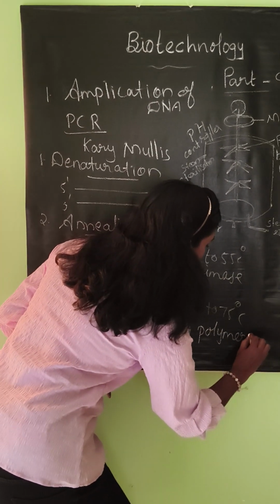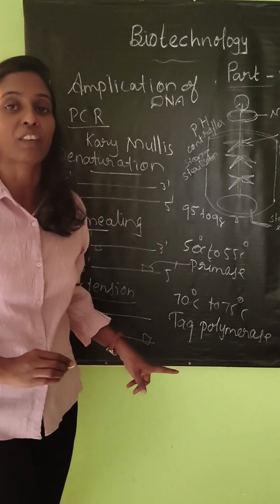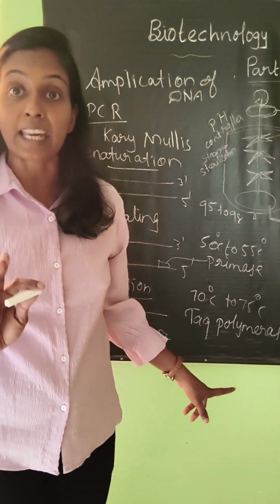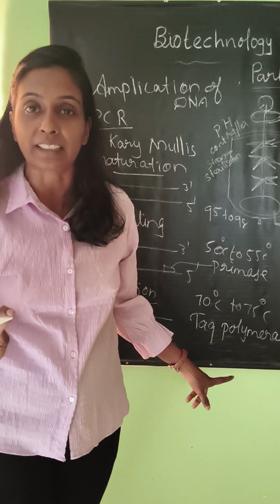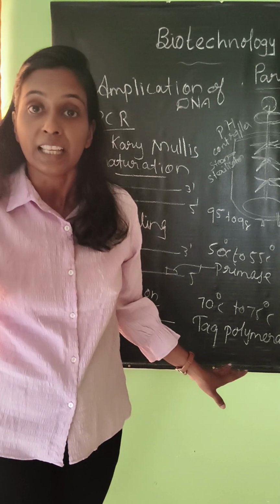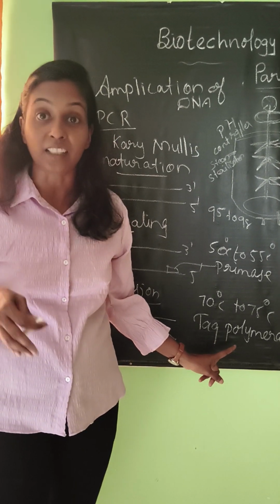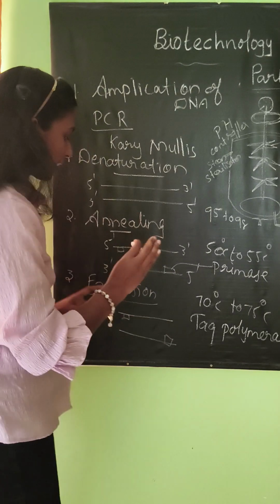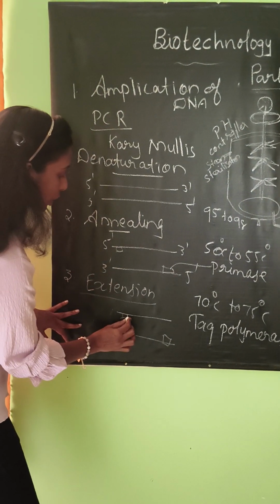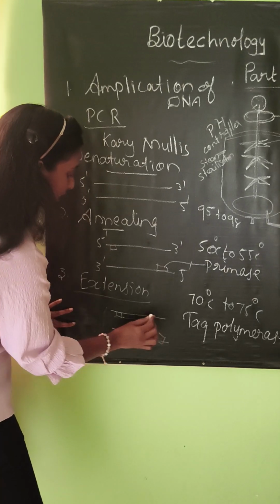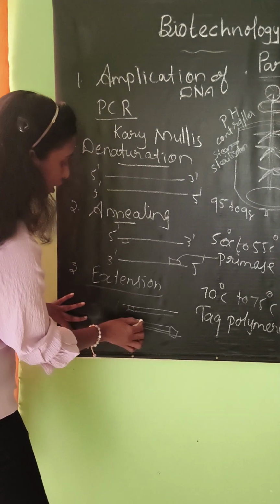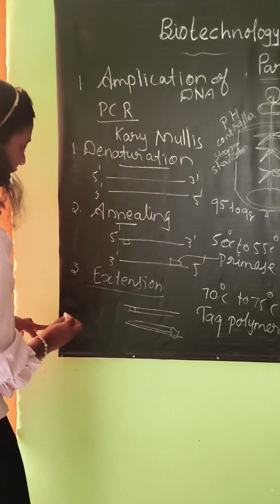This Taq polymerase is extracted from a bacterium called Thermus aquaticus. The Taq polymerase is extracted and it can withstand high temperature. This Taq polymerase is used to add the nucleotides, to polymerize. So this process is called extension.